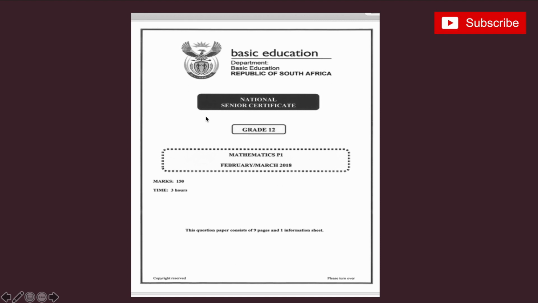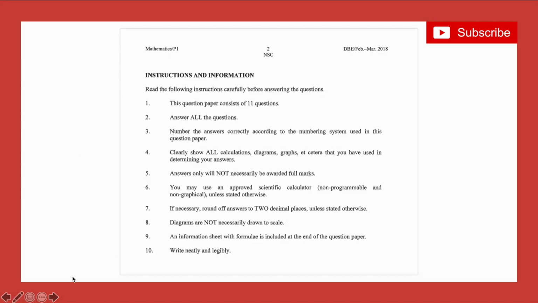As I said, this is a grade 12 paper. It's paper 1 and it's from February, March 2018, and it's a 3-hour paper, right? So when you start the exam, you see instructions. You can pause the video and read the instructions about what you need to do in the exam.